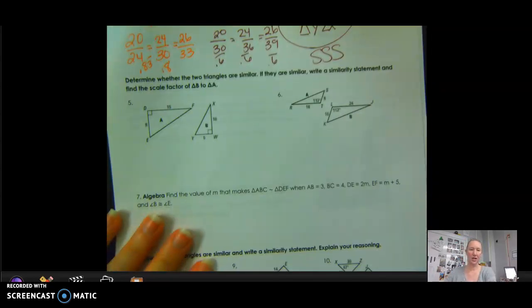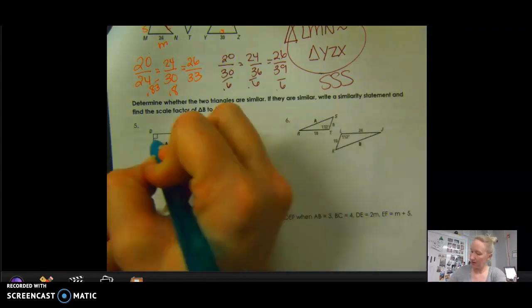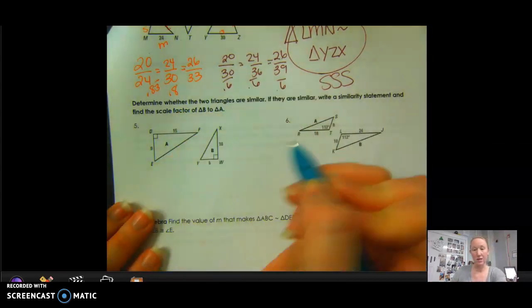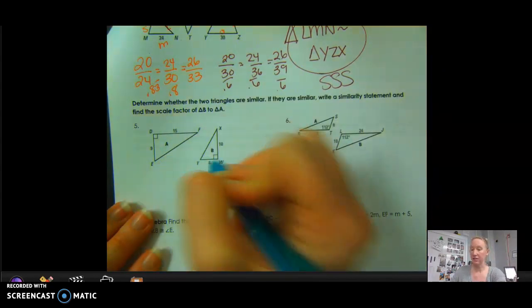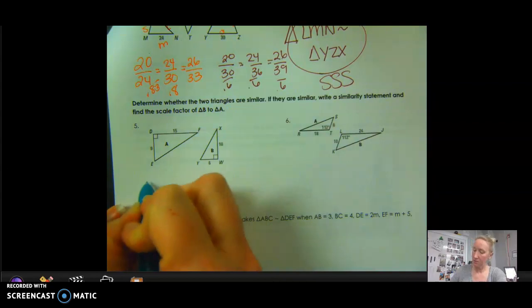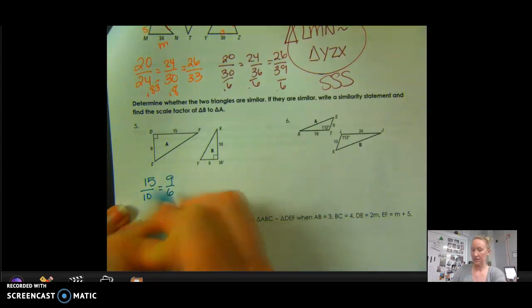Determine whether the two triangles are similar. If they are similar, write a similarity statement and find the scale factor. Okay, so angle and an angle, and then we have two sides. So if they are similar, we're going to prove by side, angle, side. We already know the angle is similar. So now I'm going to set up the proportion. 15 over longer side here is 10 is equal to 9 over 6.